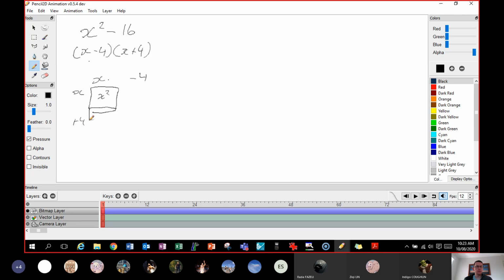This is going to give you 4x. These would be the same lengths, right? Because that's 4 and that's 4. This would give you minus 4x. And this would then give you negative 16, right?